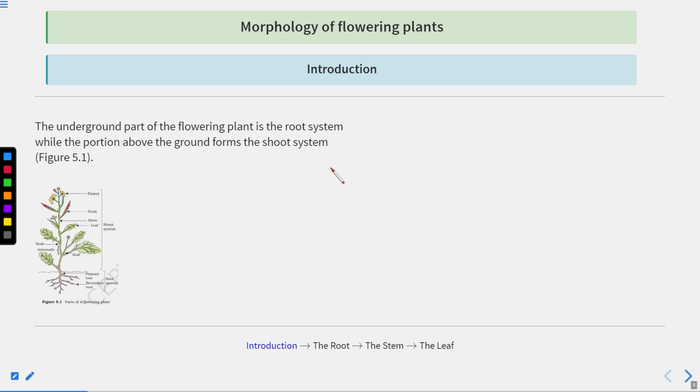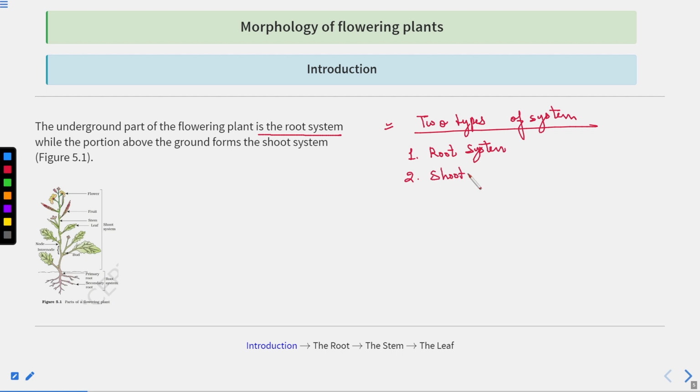So here we can see a very typical flowering plant. The underground part of the flowering plant is the root system. There are two types of system we see in the flowering plant. The first is the root system, and the second is the shoot system.